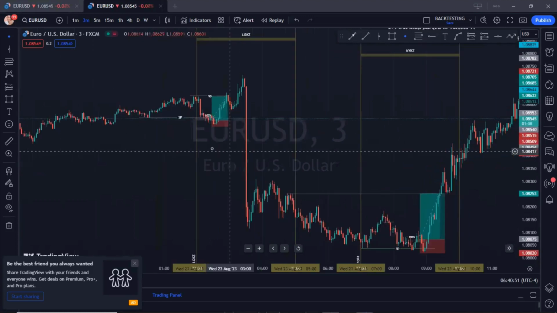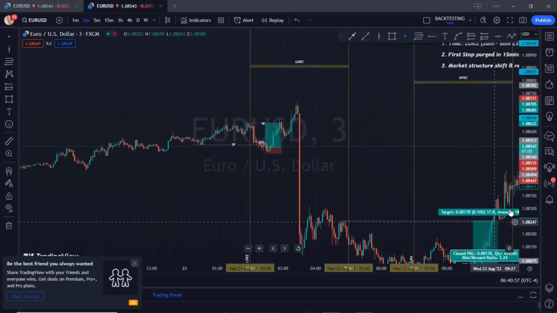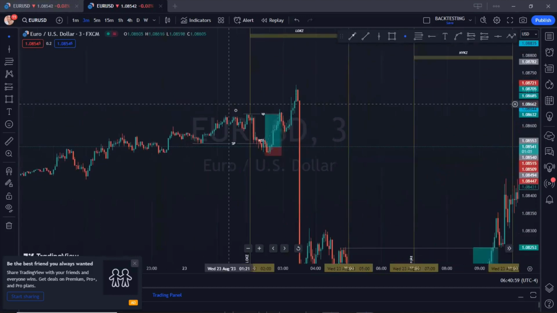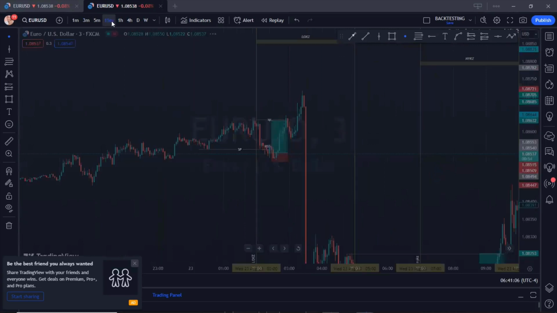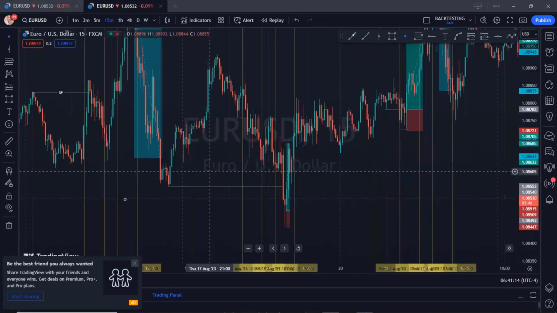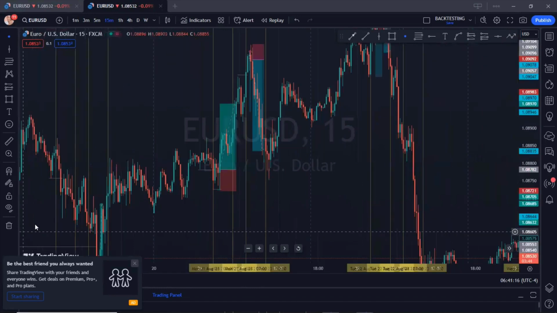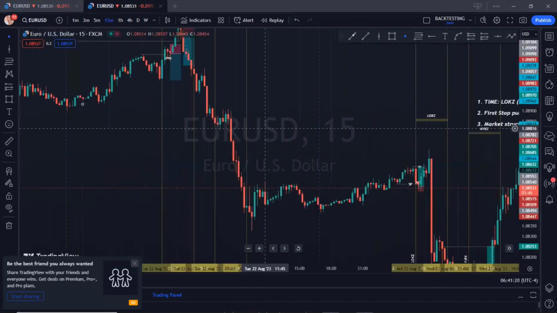Is to wait for this time to open, for price to get to that time. So once price gets to that time, you go to the 15-minute time frame. Once you are in the 15-minute time frame, this should be the first time frame that you're going to be looking out for.